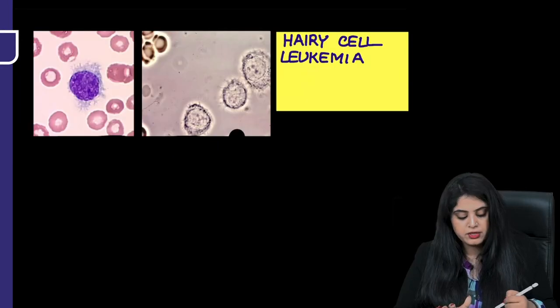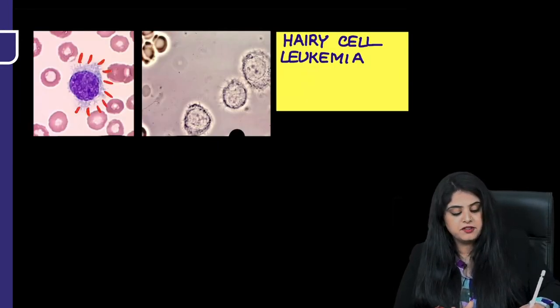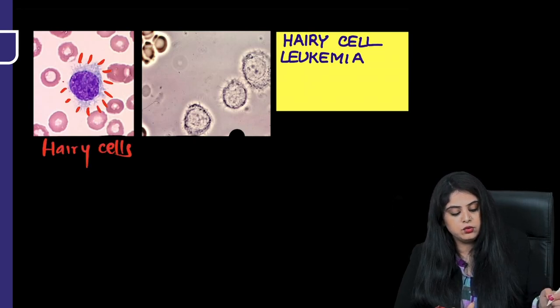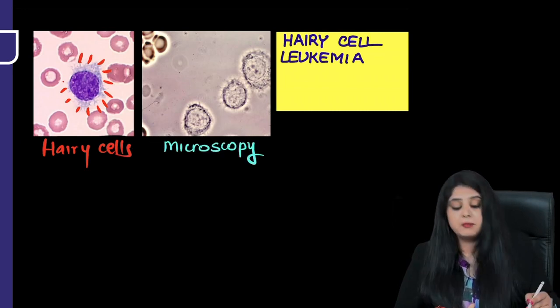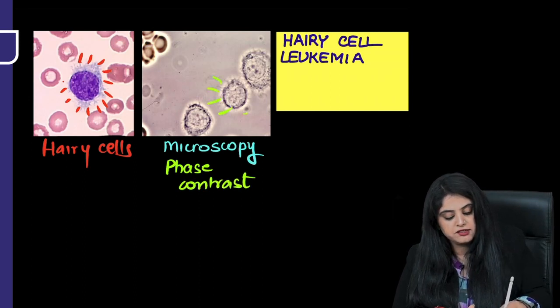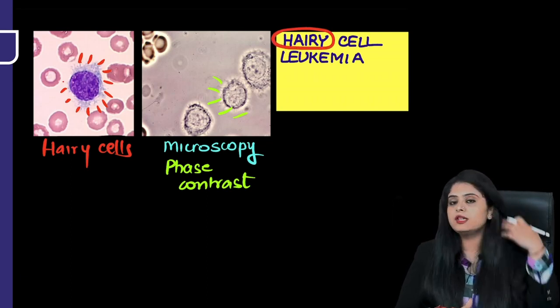Let's move on to the next one, and everyone's favorite. You see it once, you'll never forget it. This is the famous hairy cells that you're seeing. And as soon as you see hairy cells, you know that there is a very famous microscope that can help in identifying it, and that is the phase contrast microscope. Phase contrast.